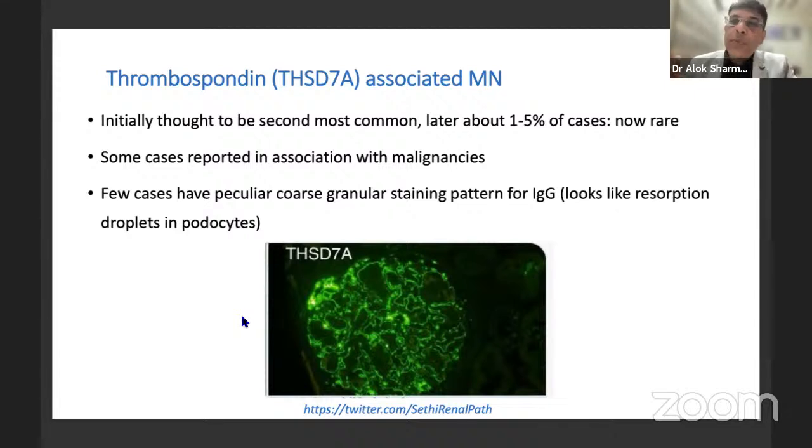And from a pathologist's perspective, in some cases of thrombospondin, you get a peculiar coarse granular pattern of staining in IgG. So this is what has been described here. I've taken this from Twitter from Dr. Sethi. We do see this in our practice also once in a while. So instead of that fine granular staining of IgG along GBMs, sometimes you get this lumpy kind of staining. So for unknown reasons, a few of these thrombospondin positive cases show this peculiar pattern of IF staining, which is important for pathologists to keep in mind.